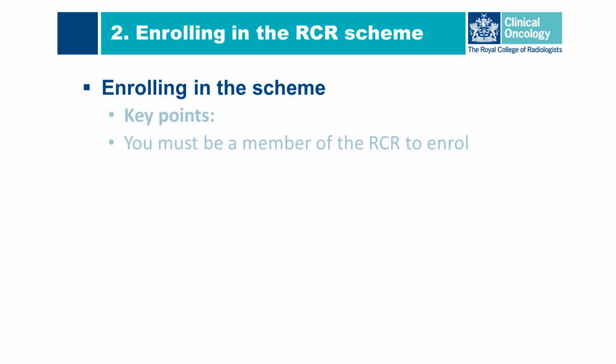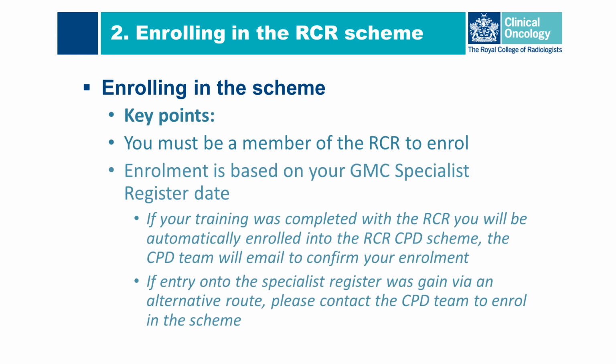Enrolment on the college scheme is only available to members and fellows of the college. If your training was completed within the UK with the RCR, you will be automatically enrolled onto the scheme, and the CPD team will email you to confirm your enrolment. If your entry onto the specialist register was, for example, by a certificate of equivalent specialist training, because most of your training was conducted elsewhere, then you will need to contact the CPD team to enroll in the scheme.